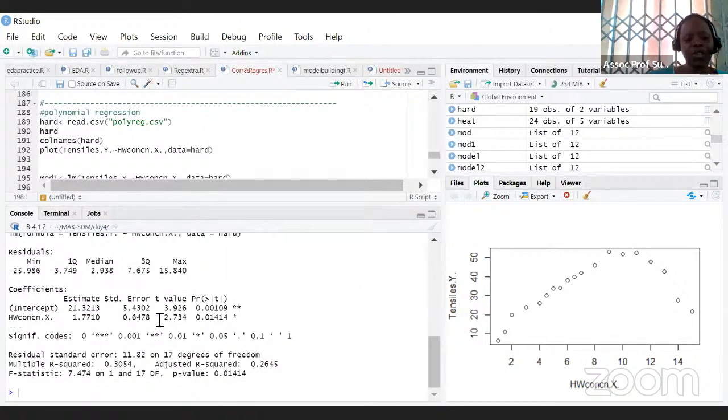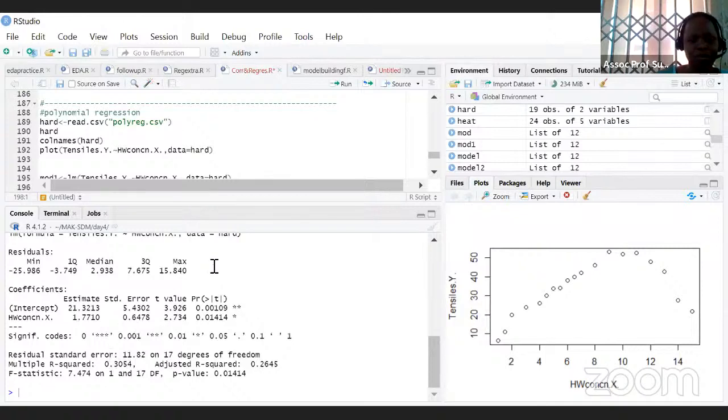If you look at the console, you see that there is a significant linear relationship between tensile strength and hardwood concentration due to the p-value, which is 0.01. It is less than 0.05. How much variability has been explained? Only 30%. And the unexplained variation is almost 70%, meaning that there are other factors that are important in explaining tensile strength that you need to add into the model.